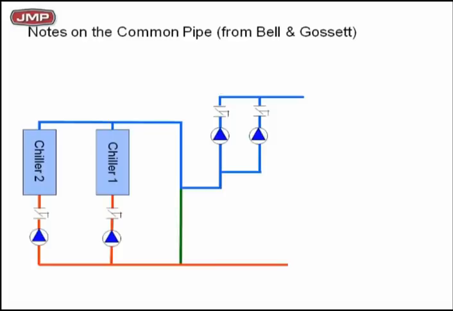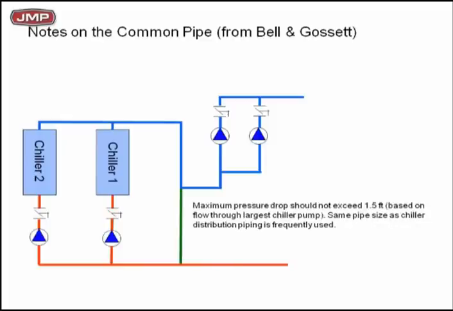So let's put a few notes on the common pipe from B&G. People are always asking the questions, how long does a common pipe need to be? What is the max pressure drop in a common pipe? And B&G's answer is, in theory, none, but everybody wants a real number. Let's give you a real number. B&G is going to say, try to keep your max pressure drop not to exceed 1.5 feet, or 18 inches. 1.5 feet, 18 inches. Very easy to do if you put 2 T's and keep them close together.